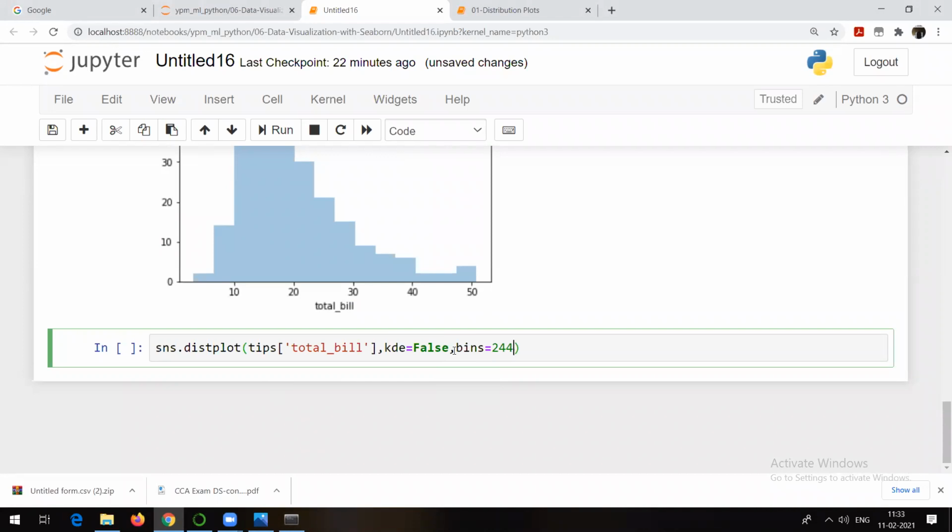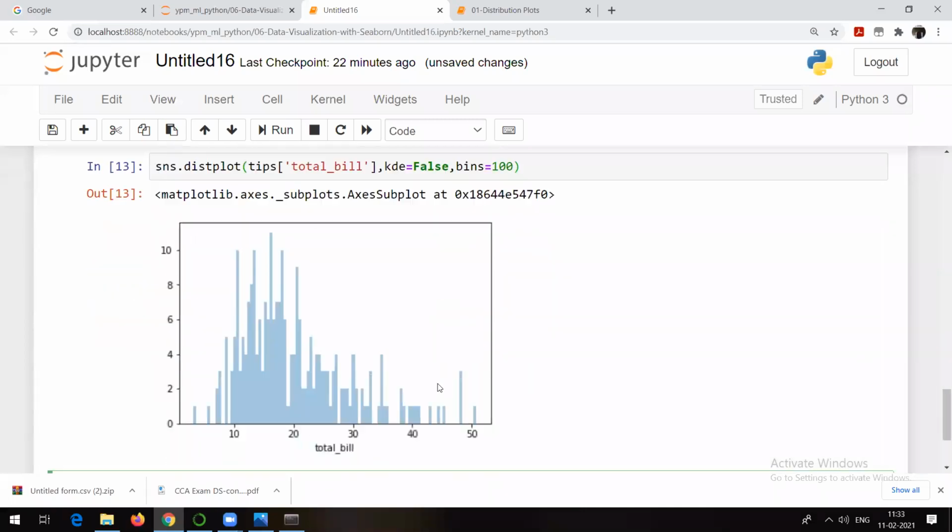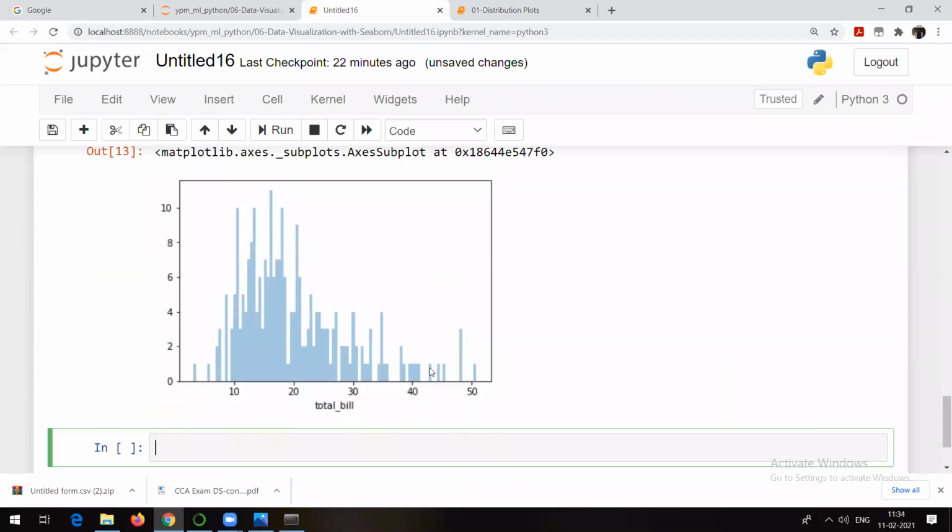So for example, for each and every value I want, or maybe first of all, let me show you for example, number of bins is equal to 100. Now let me run it. Now you can check it. See, this graph and this graph are the same, but now the number of bins is increased in the second one.